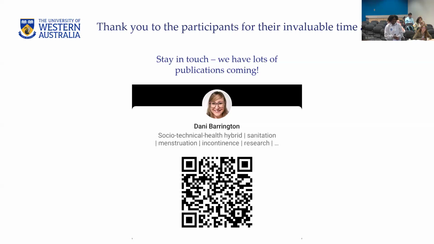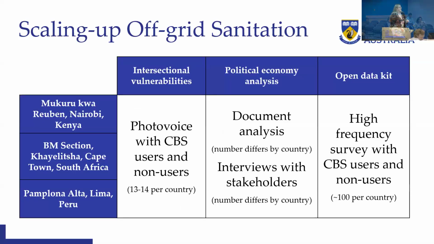Okay, luckily I have a slide prepared. So this tells you about our larger research project. There are three data collection streams, and they all intersect, and we're trying to triangulate off of each other's findings. So intersectional vulnerability is my area. We have the political economy analysis stream, which is looking at document analysis, so local policies and regulations, but they also did a lot of in-depth interviews with people like regulators, local leaders, and the staff of the CBS organizations.